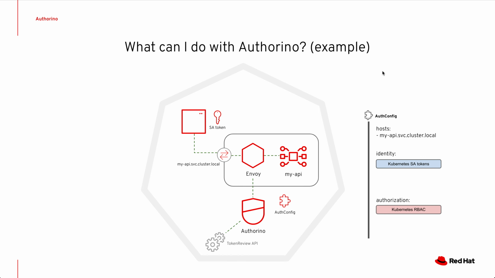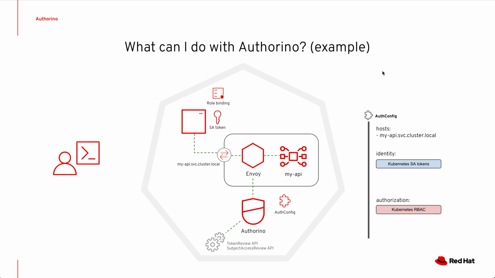If we want to add some authorization, say, by leveraging the Kubernetes RBAC system for that, for example, given there is a role binding granting permission for that service account to consume endpoints of the API, Authorino will also check those permissions with the underlying authorization system of Kubernetes.